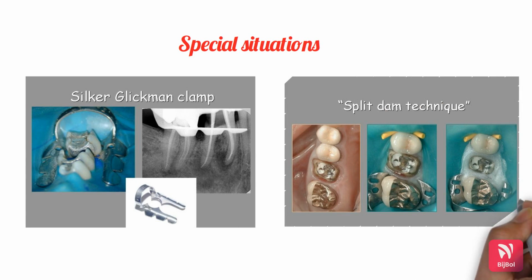In this, two holes are punched in a dam at least 5 mm apart that correspond to the teeth anteriorly and posteriorly in a quadrant, and the winged clamp is placed towards the anterior tooth.